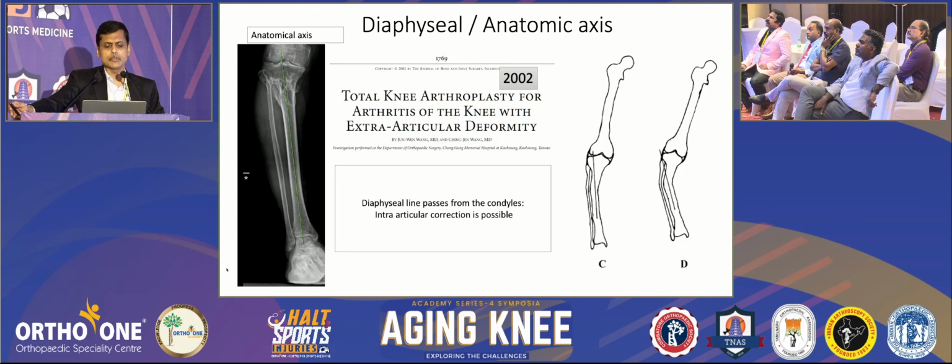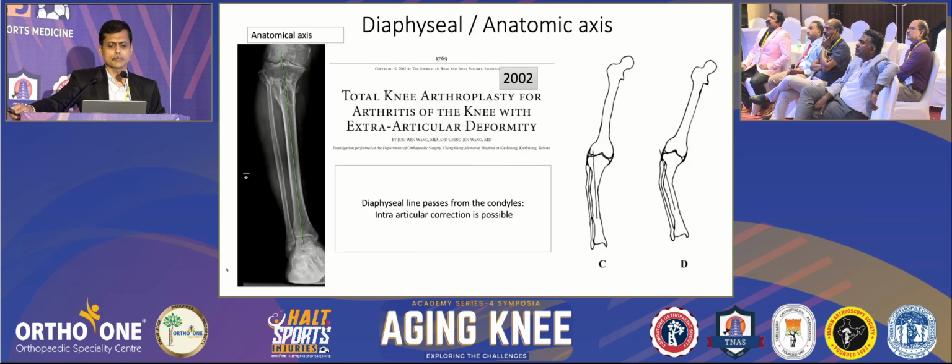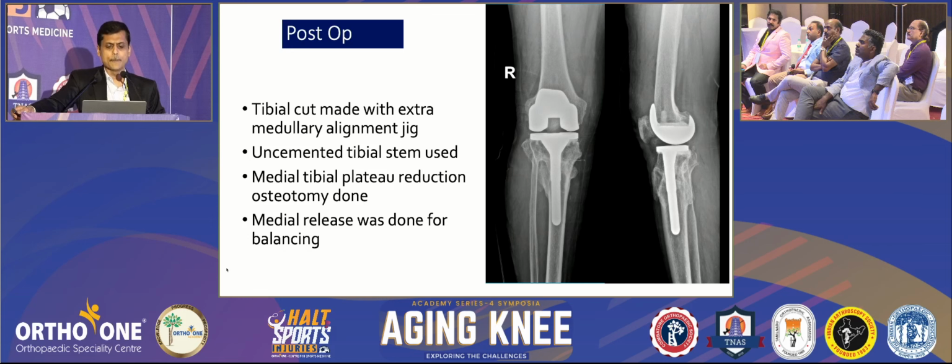When you draw this Cora angle, if it is passing within the tibial condyle, you can, the majority of the time, do an intra-articular correction. So this planning is definitely a must in these kinds of extra-articular deformities. This is a simple extra-articular deformity which was managed intra-articularly.